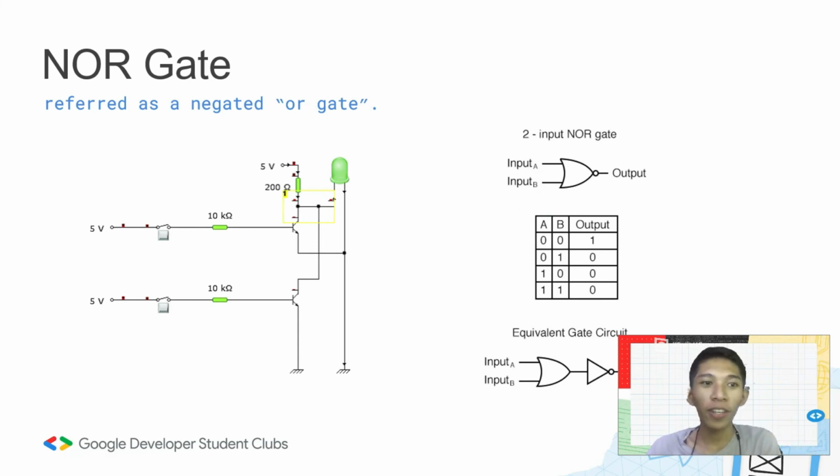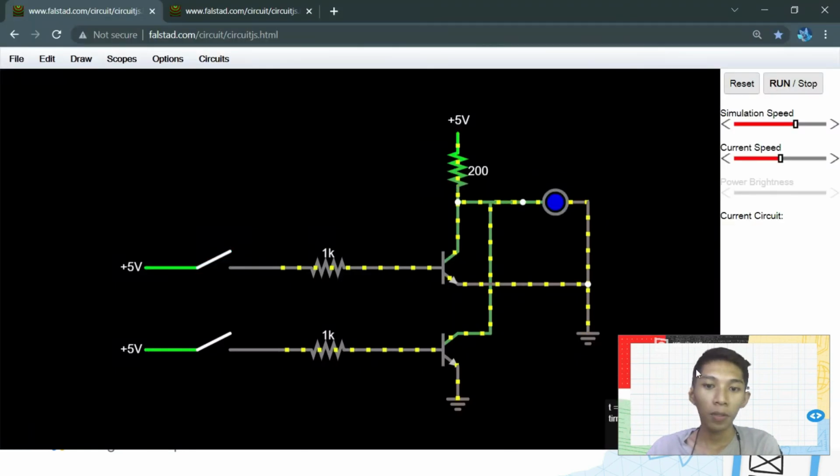So for NOR gate, referred as negated OR. So it is just completely the opposite sa OR gate. So as you can see, if both input sa OR gate, opposite ang ilang output. So this is the schematic diagram of the NOR gate, and this is the truth table. So this is the schematic diagram of a NOR gate.